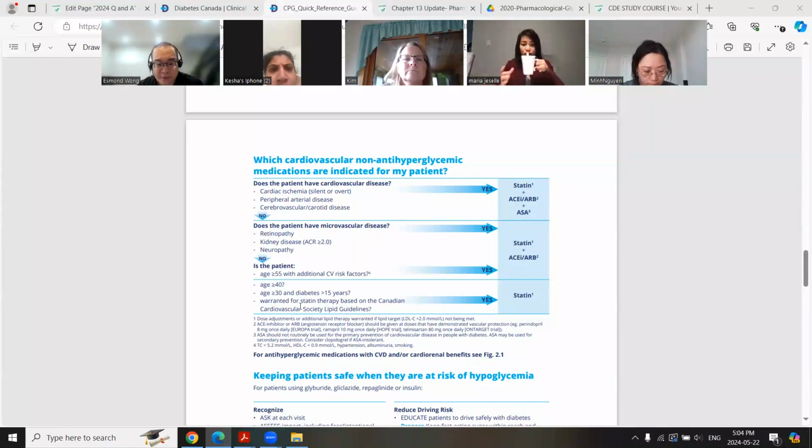Some people try to go from the bottom and go up, and that's the wrong way to do it. That leads to a bunch of wrong answers on the question. So remember to start from the top and then go to the bottom. This is the best way to memorize the cardiovascular protection medications.